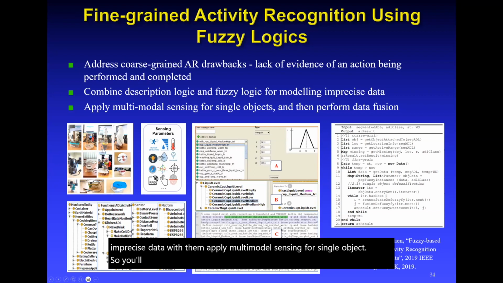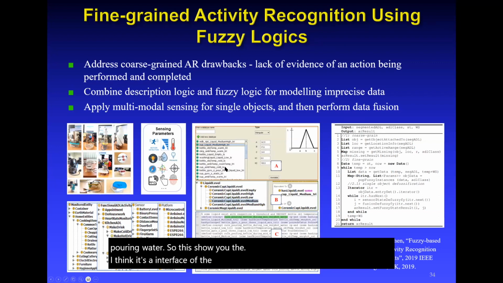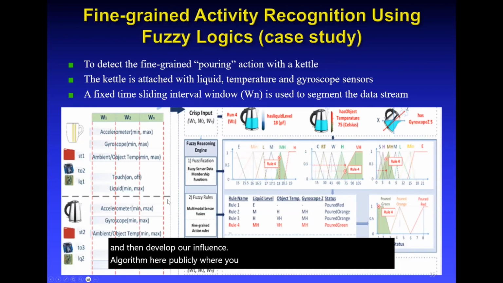So you see here, this is a prototype built in our lab. For each single object, could be a cup or a kettle, we attach 3 sensors to measure, for example, the temperature, the level of liquid, or the angle of you pouring water. So this shows the interface of the Protégé. We use the fuzzy DL plug-in to the Protégé to specify these rules and then develop an inference algorithm.